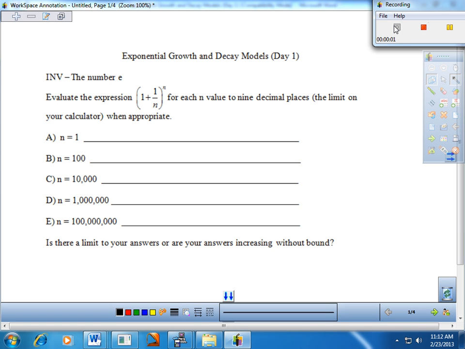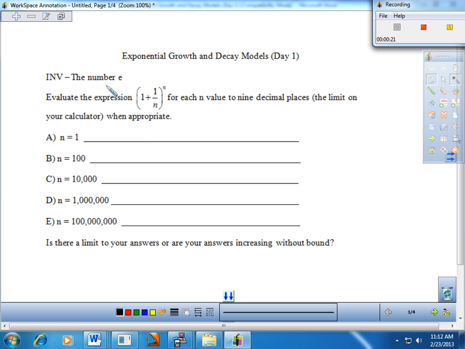Welcome. Today's lesson is entitled Exponential Growth and Decay Models, Day 1. And today's lesson and tomorrow's lesson offer us just an opportunity to do some applications with exponential growth and decay. And so we'll start that process working a little bit with the number e. So let's go ahead and take a look at what's on your paper there.